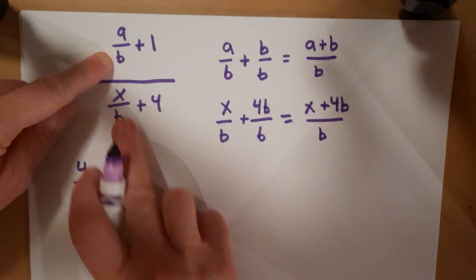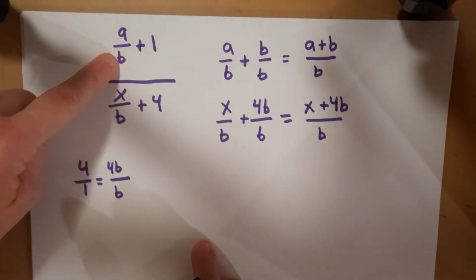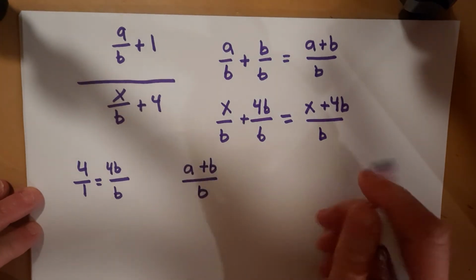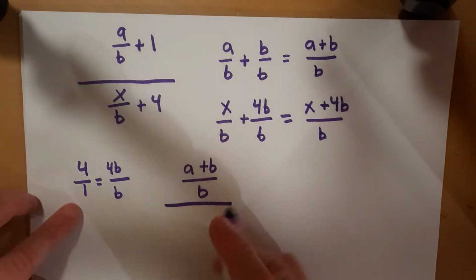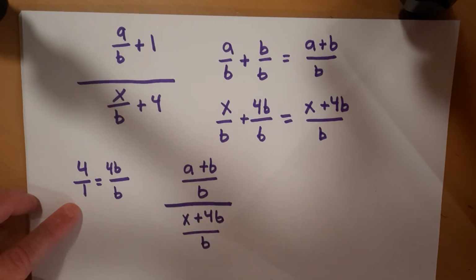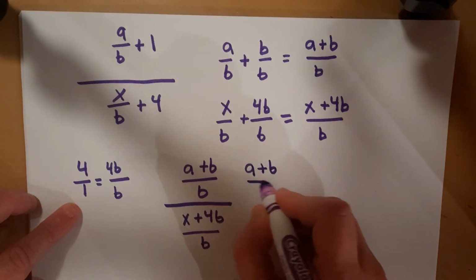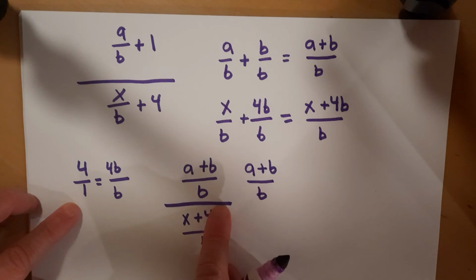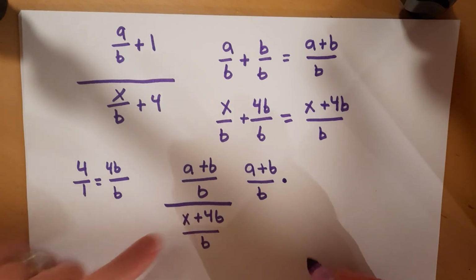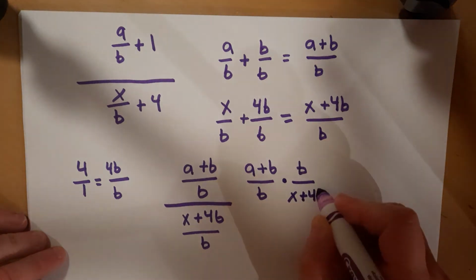Now we can put these back in for the original complex fraction. So a over b plus 1 became a plus b over b, all over, we're going to put x plus 4b over b. Remember that this sign means divided by. So we have a plus b over b divided by this. But when you divide by a fraction, it's the same as multiplying by its reciprocal. So we need to switch the numerator and the denominator around, giving us b over x plus 4b.